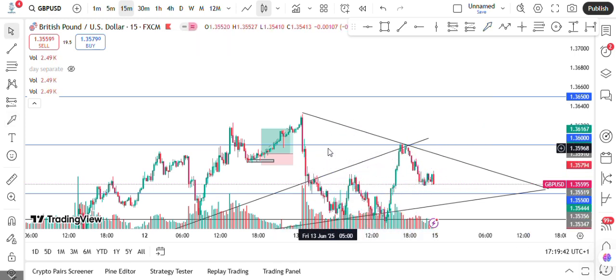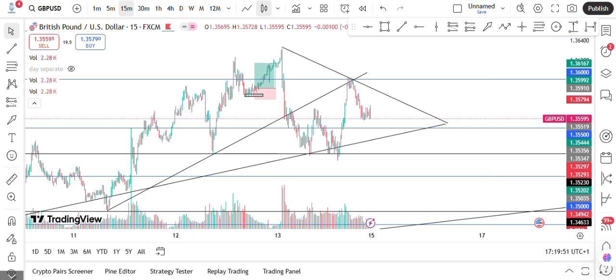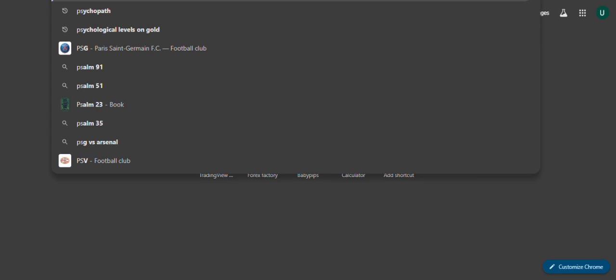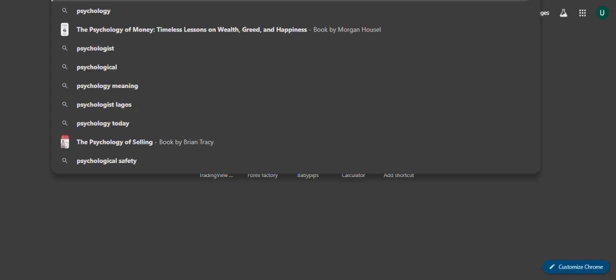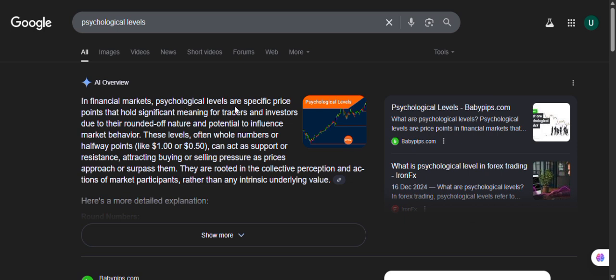So what is a psychological level in trading? It is those numbers that market makers pay attention to. If you go to your chart and ask what is psychological level, okay, in a financial market, psychological levels are specifically price points that hold significant meaning for traders and investors due to the rounded-off nature and potential to influence market behavior. So what does it mean?